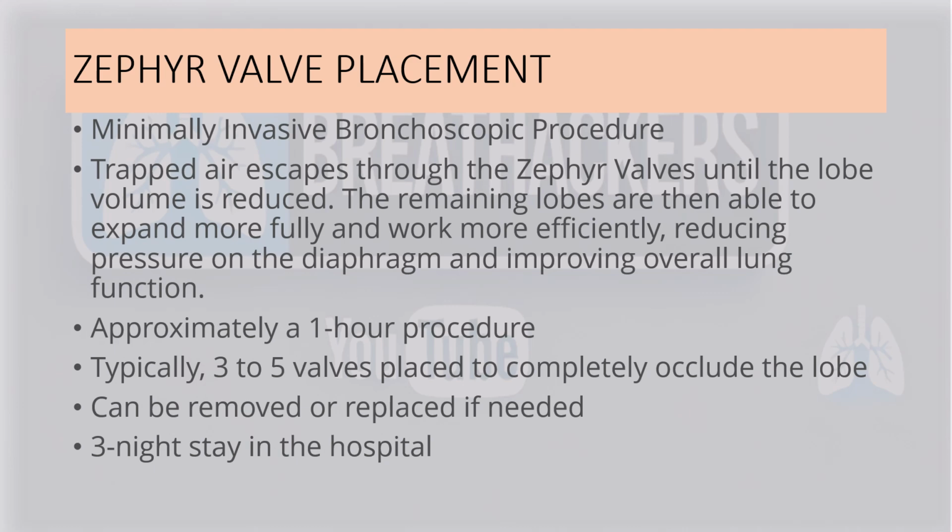So the trapped air in the non-ventilated lung escapes through these Zephyr valves until the lobe volume is reduced, and the remaining lobes are then able to expand more and work more efficiently. There is decrease in the pressure on the diaphragm, and overall the lung function improves. It is generally a 1 hour procedure. Around 3 to 5, on an average 4 valves are placed during a procedure to completely occlude the lobe. These can be easily removed or replaced if needed, and a stay of around 3 nights post procedure is needed.